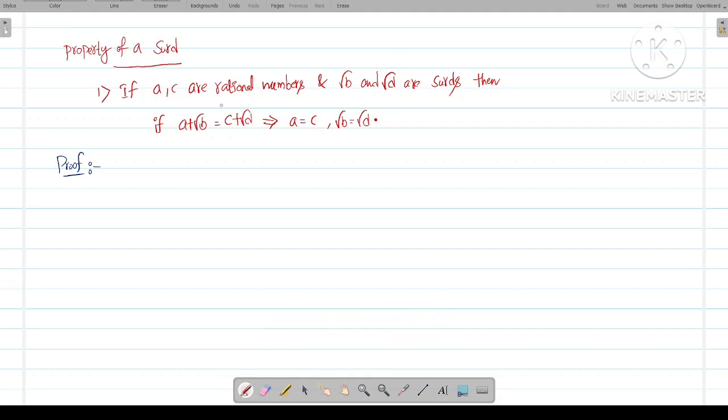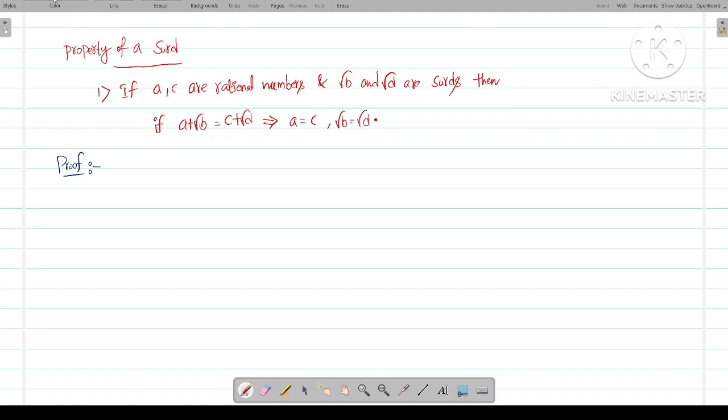If a, c are rational numbers and root b and root d are surds, then if a plus root b is equal to c plus root d, it implies that a is equal to c, root b is equal to root d. Now we will prove how it is possible.